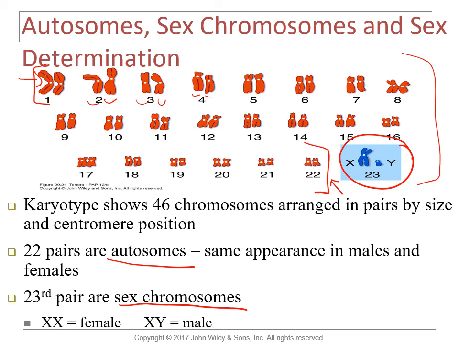So in females, the pair consists of two chromosomes called X chromosomes, right? The female is gonna have two X chromosomes. And then one X chromosome is also present in male, but its mate is a much smaller chromosome, which is the Y chromosome. Okay, so the female is gonna be XX, and then the male is gonna have XY.